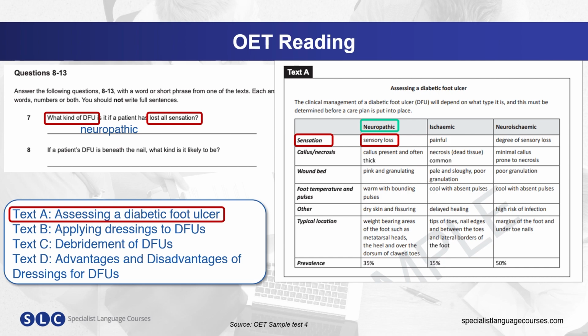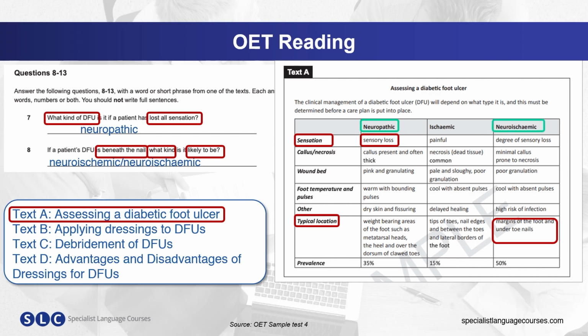Did you find it? The answer to number 8 is neuroischemic. We know that we're looking for a type of DFU. The keywords in the question, beneath the nail, tell us to look in the typical location category. And then we can quickly find margins of the foot and under toenails. And if we look at the column heading above, we know the answer is neuroischemic.